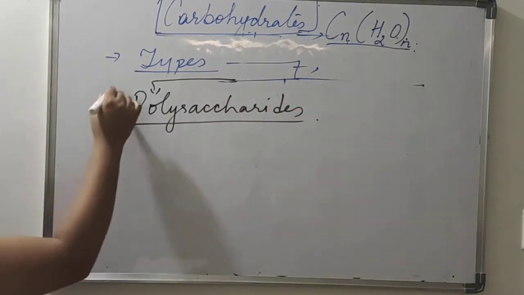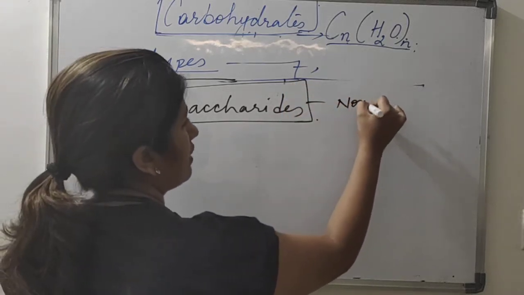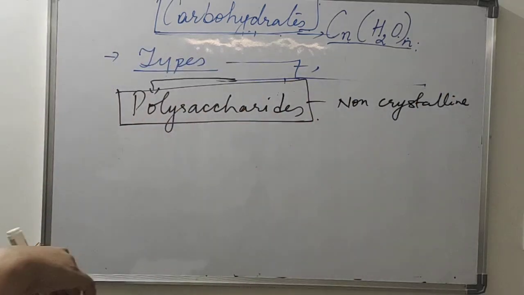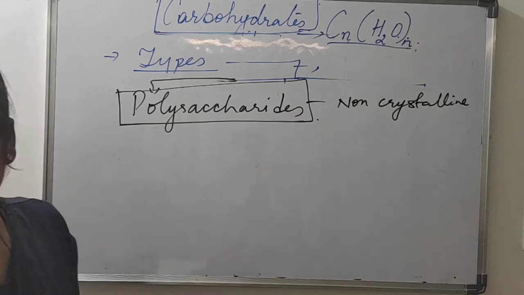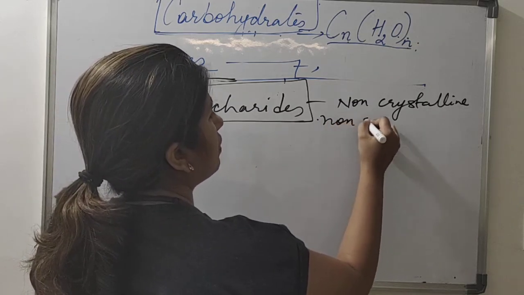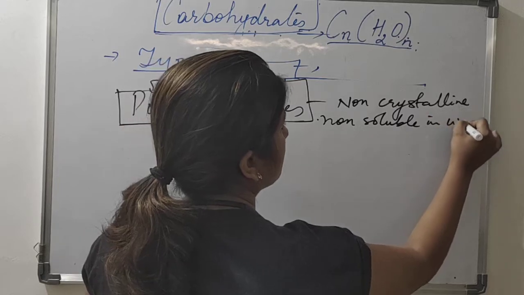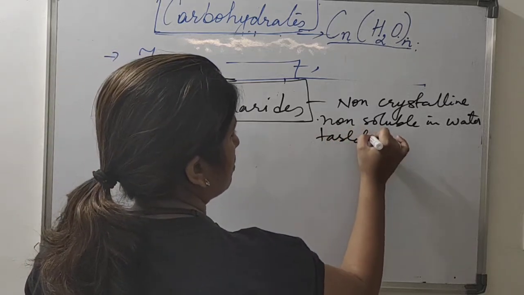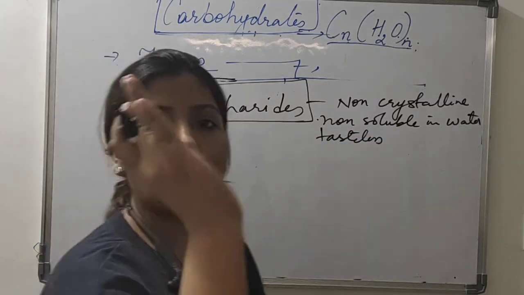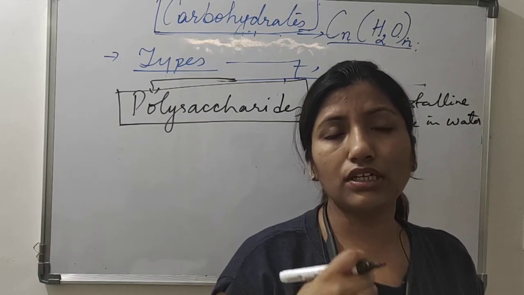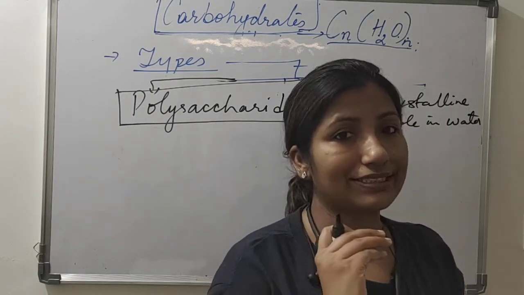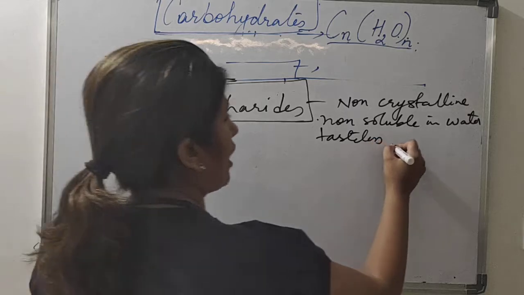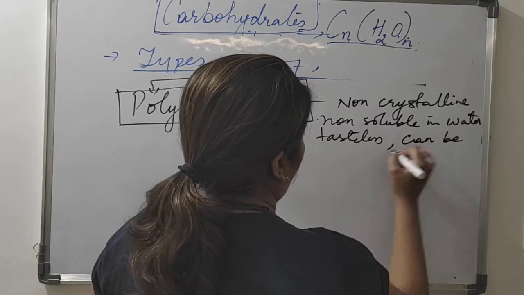So we'll see the nature of polysaccharide first. It is non-crystalline, like how other monosaccharides and oligosaccharides were, but this one is non-crystalline, non-soluble in water, and tasteless. Oligosaccharides and monosaccharides are sweet in taste. Glucose, sucrose, fructose, they all are sweet in taste, whereas these polysaccharides are tasteless. And it can be hydrolyzed into many molecules of monosaccharides.